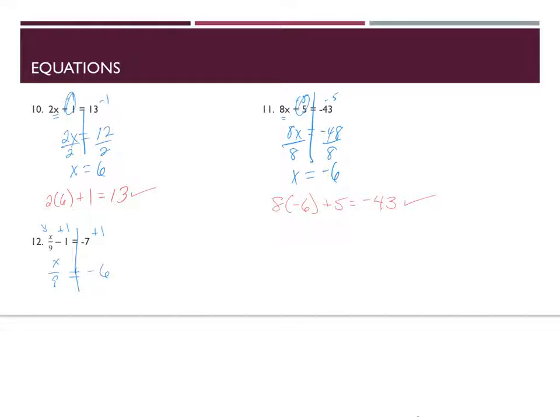This is x divided by 9, so to get rid of a divided by 9, I need to multiply by 9. That leaves x by itself is equal to -54. If you want to check, you take -54 divided by 9, subtract 1, and it should work out to be -7.